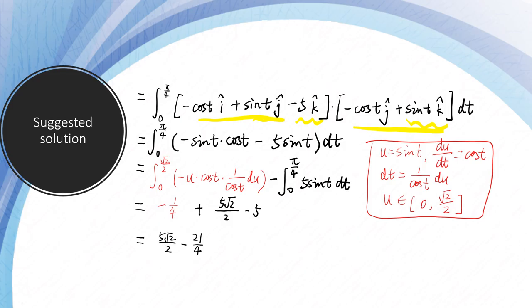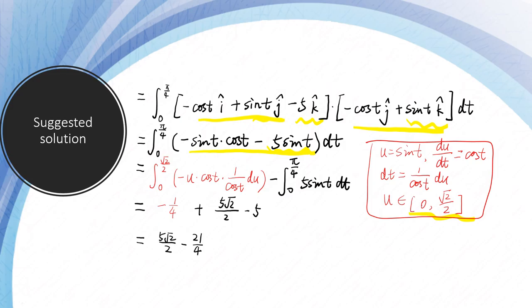Then there are two parts of this function. It's easy to do the integration of 5 sine t dt, but for the negative sine t times cosine t, we can do a substitution. We let u equal sine t, so du over dt is cosine t. So dt equals 1 over cosine t du. And since the range of t is from 0 to pi over 4, the range of u is from sine 0 to sine pi over 4, which is from 0 to root 2 over 2.